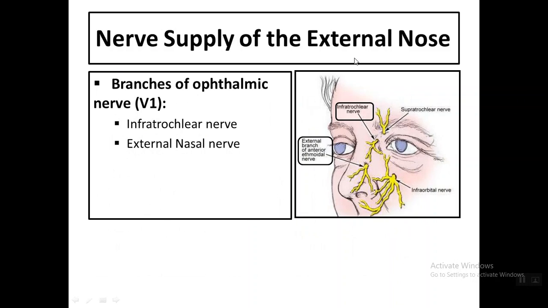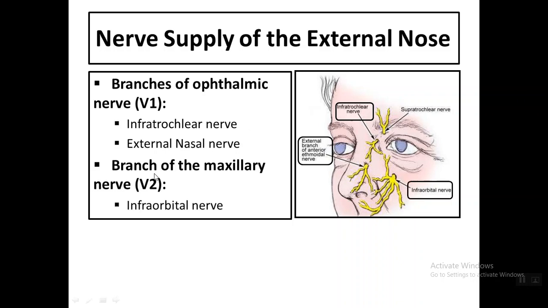The nerve supply of the external nose is derived from branches of the ophthalmic and maxillary divisions of the trigeminal nerve. Branches of the ophthalmic nerve, which is V1, are the infratrochlear nerve and the external nasal nerve. The branch of the maxillary nerve, which is V2, is the infraorbital nerve. These branches will supply the external nose.